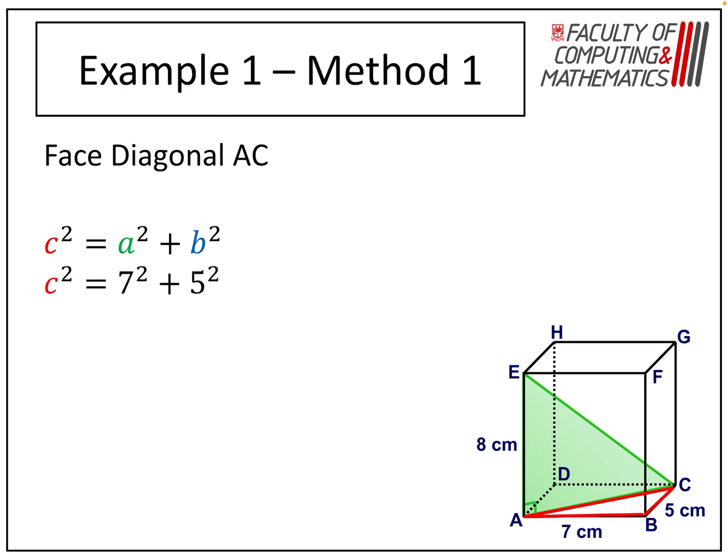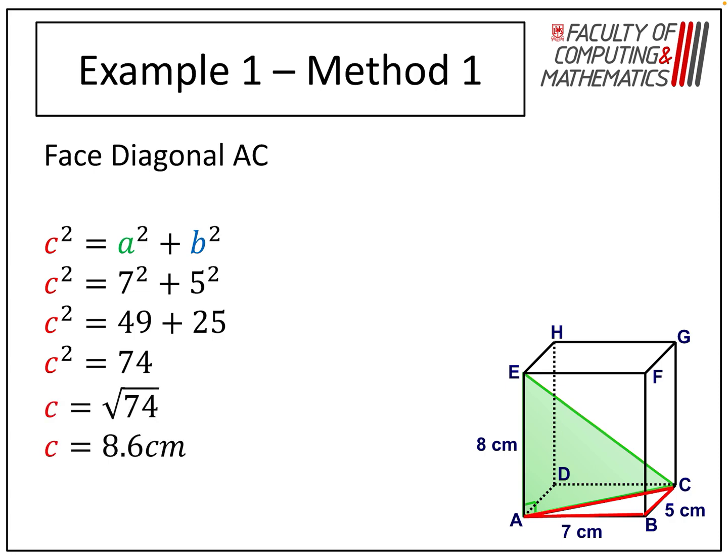So that's going to be 7 squared plus 5 squared, 49 plus 25, which gives us 74. However, that is not the length of AC, that is the value of AC squared. So what we then need to do is take the square root of 74, which is 8.6 centimeters. Once we've got that, we can then move on to calculating the space diagonal.